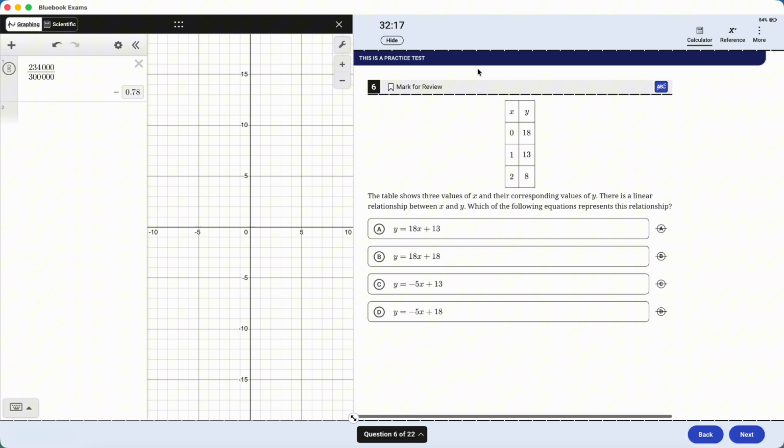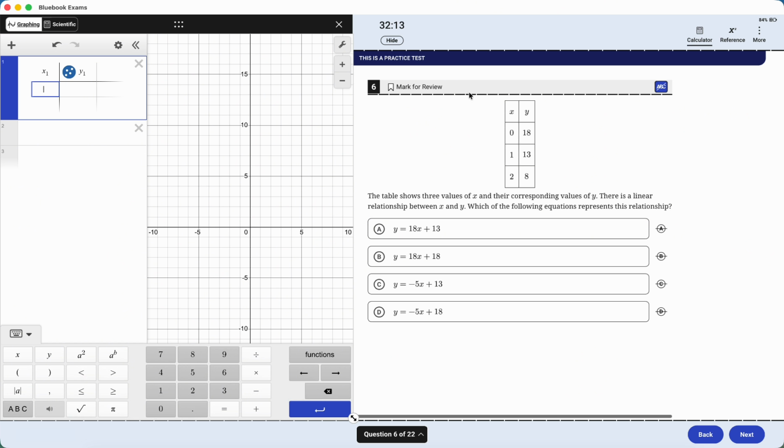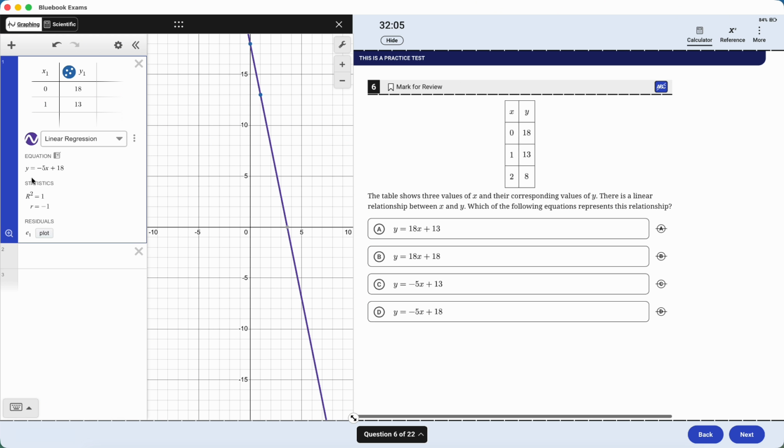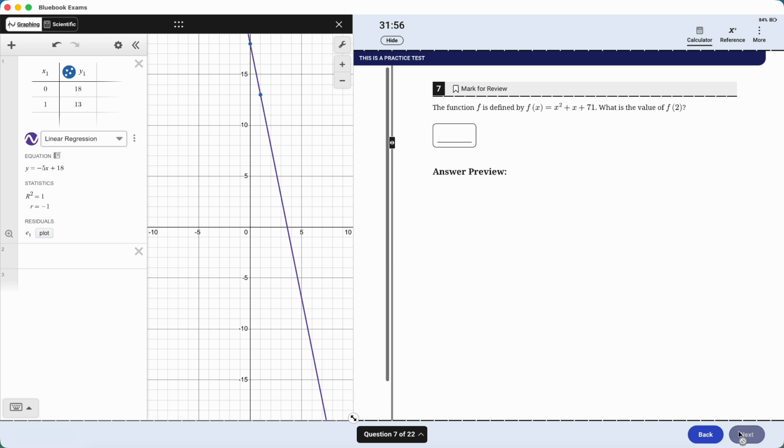Next one, here's another regression one, right? So that's why I brought it up. Typically, you can use that multiple times per test. They like this question. You put in 2 points. You don't need to put in all 3, just 2, right? So if I put in the first 2 points, smash my regression button, here's my equation, negative 5x plus 18, right? Freebie, if you just spot that you need a linear equation. If you got 2 points, just do the regression, right?